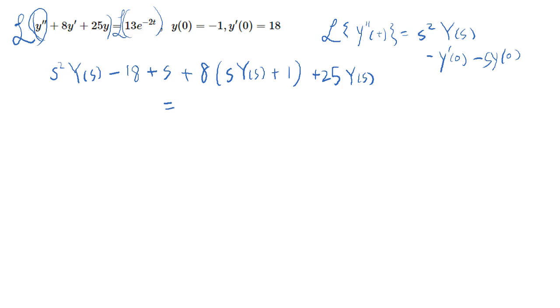On the right side, you get 13 times, if you look up the table of Laplace transforms, 1 over s plus 2. The formula is 1 over s minus a, but a is negative 2, so you end up with s plus 2.